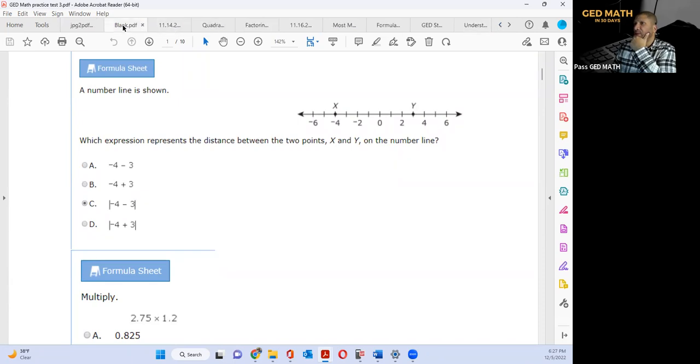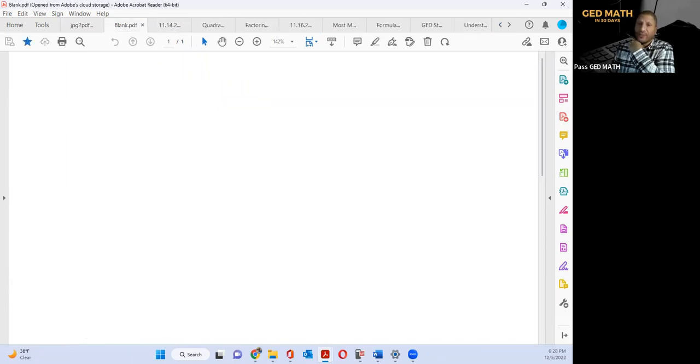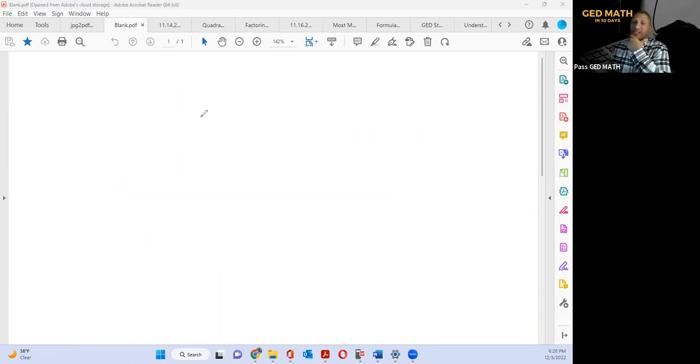Let me get to a blank sheet. So you said you have a triangle. What type of triangle is it? It's isosceles. Yes. What is an isosceles? Two of the legs are the same. So let me make sure I go over this. You can describe a triangle by the angles or by the sides.